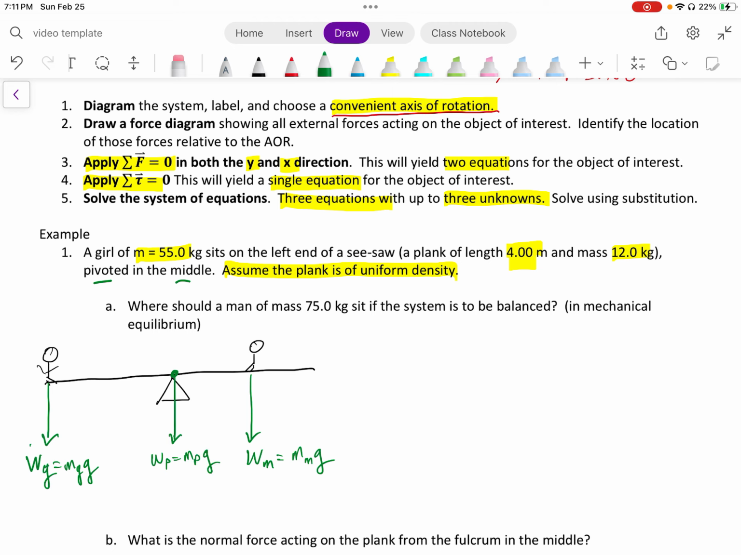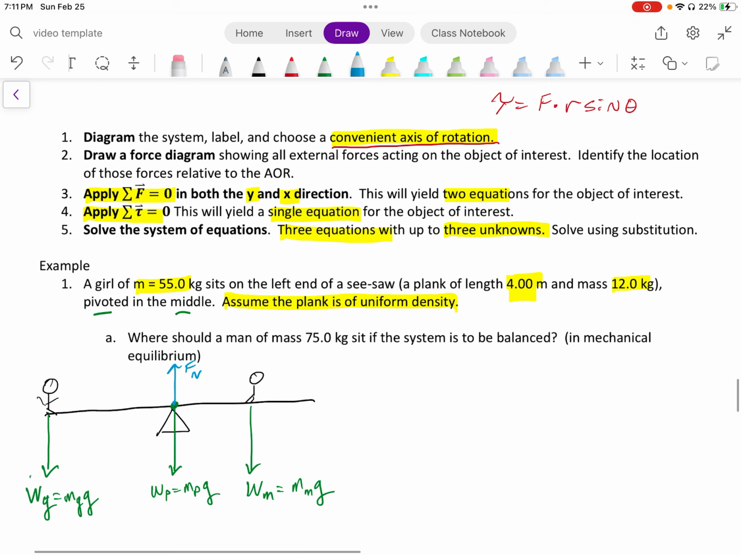Now, we're not done. What are we drawing? We're drawing forces acting on the plank, the seesaw. If those were the only forces acting on the seesaw, they're all pointing downward and the seesaw would accelerate downward. That net force is not zero. There is one more force, and that is acting upwards. The pivot point, the fulcrum, is putting a force normal in the upward direction. So we also need to identify those forces and their location to an axis of rotation.